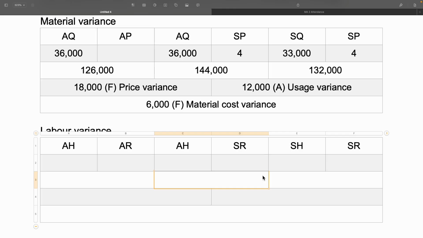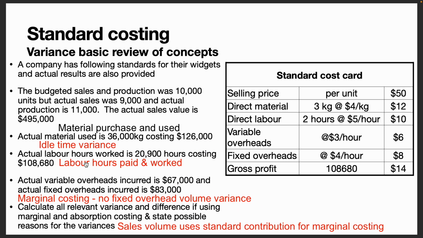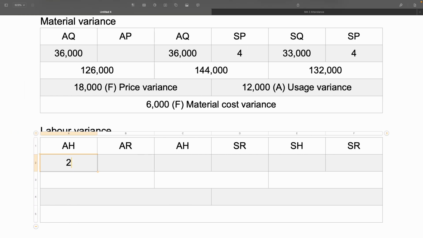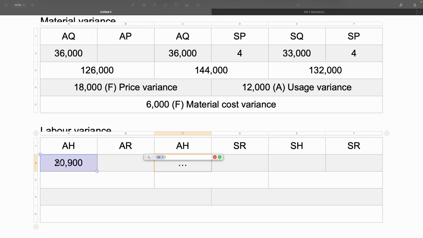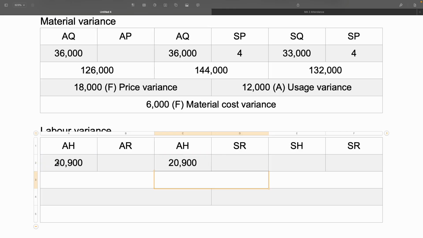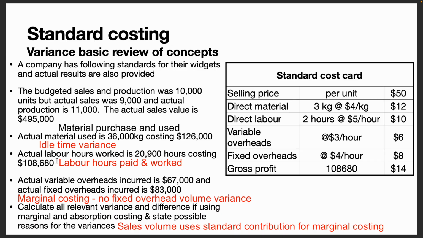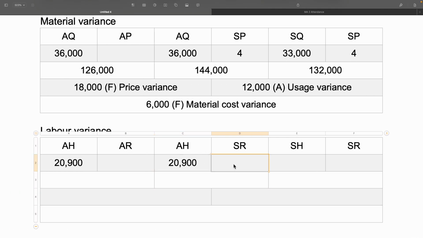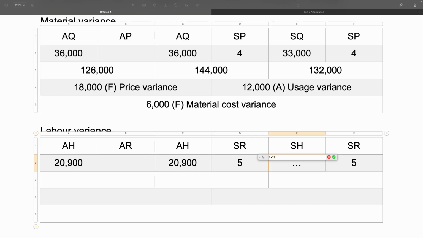Right, you put that in. Actual hour is how much? 20,900. Same here. Okay. The next thing that you have there is going to be the standard hour and standard rate. Rate is 5 and 5. Standard hour is going to be 2 times your production of 11,000.